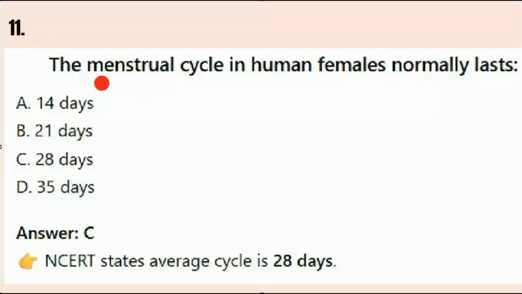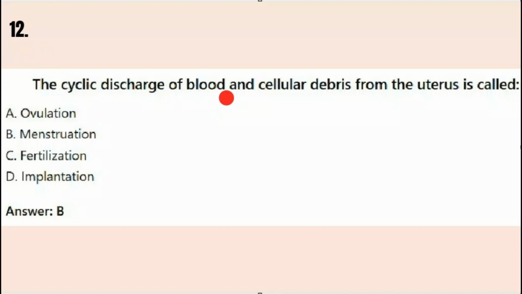Question number 11. The menstrual cycle in human females normally lasts for how many days? Option A 14 days, option B 21 days, option C 28 days, option D 35 days. The answer NCERT states is 28 days roughly. 12. The cyclic discharge of blood and cellular debris from the uterus is called option A ovulation, option B menstruation, option C fertilization, option D implantation. And the answer is option B menstruation.